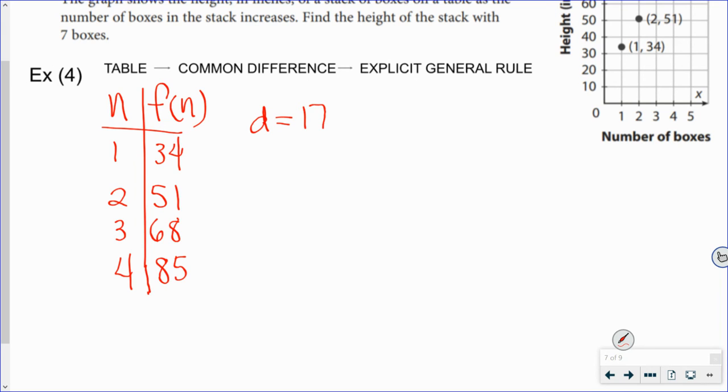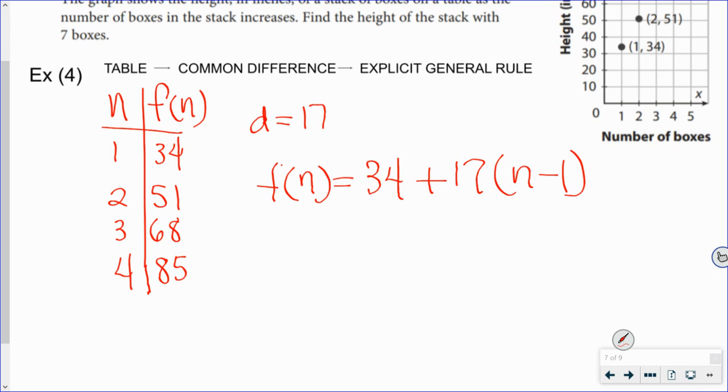So this, I just write the rule. Here's the rule. F of n. So my first term, 34, plus 17 times n minus 1. Bingo. Now, I've got it written. It asks for the height of 7 boxes. Okay, so what is F of 7? What's 34 plus 17 times 7 minus 1?